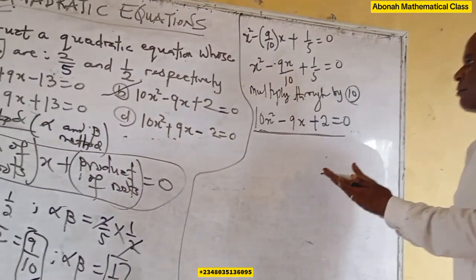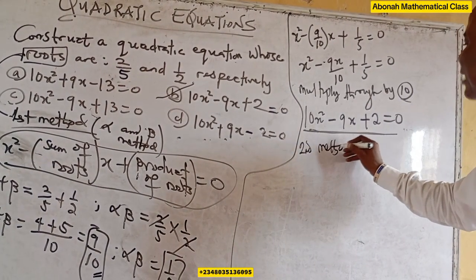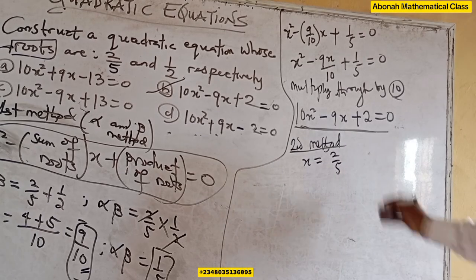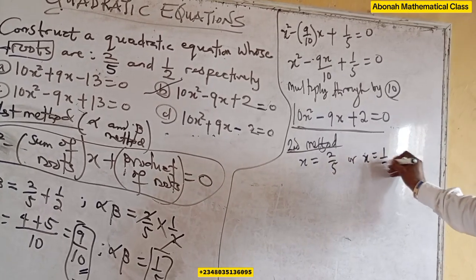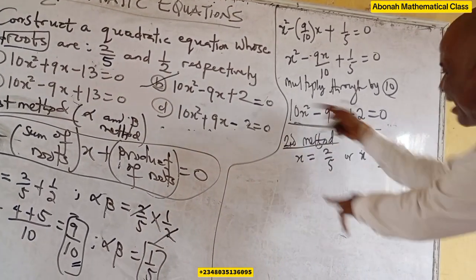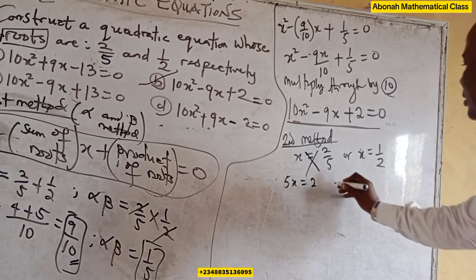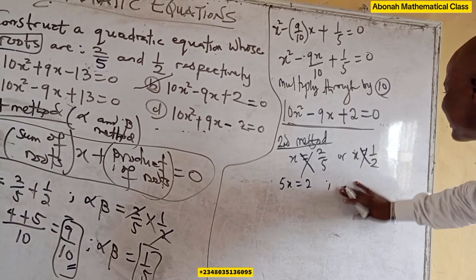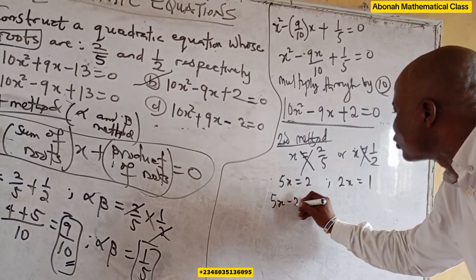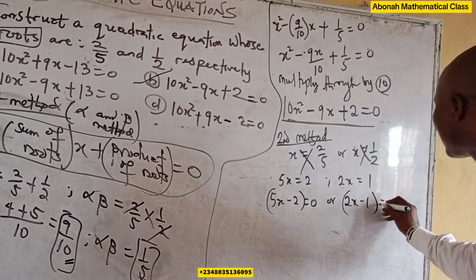Viewers at home, my friends all over the world. The second method I'm going to apply here is the algebraic method, which is s equals 2 over 5, the first answer, or s equals 1 over 2, the second answer. I can cross multiply, to be on the safer side. 5s equals 2. The next one, 2s equals 1. I'll move this in. 5s minus 2 is equal to 0, or 2s minus 1 is equal to 0.